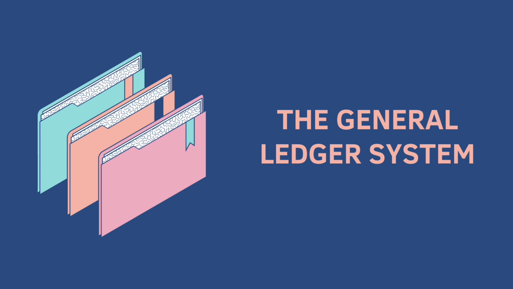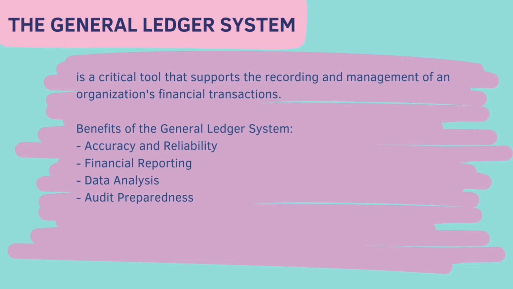Next, let's discuss the general ledger system. The general ledger system is a critical tool that supports the recording and management of an organization's financial transactions. So, it offers a consolidated view of financial data, allowing organizations to monitor their financial health, make informed decisions, and comply with regulatory requirements. So, we have the benefits of GLS: accuracy and reliability.